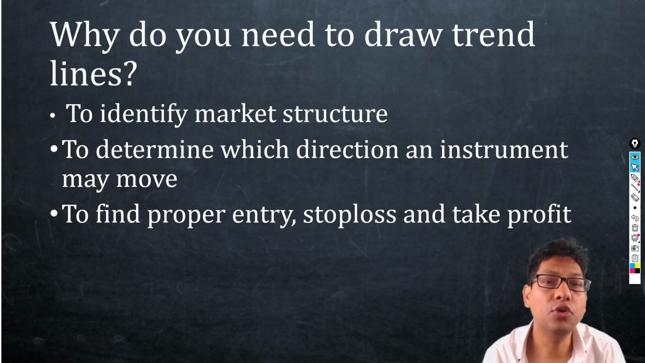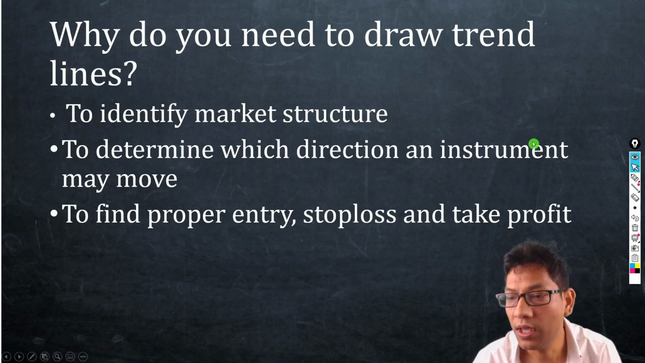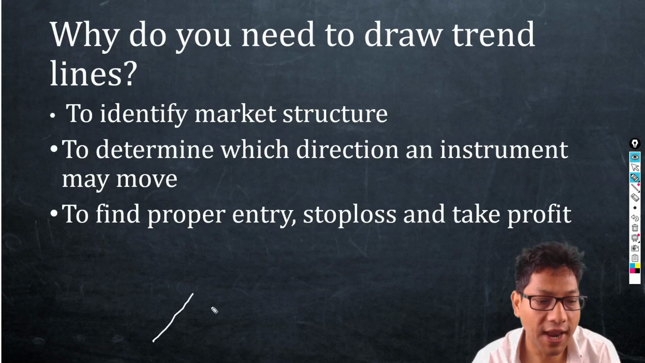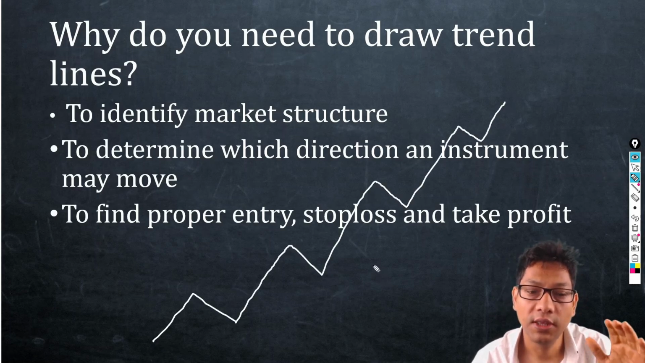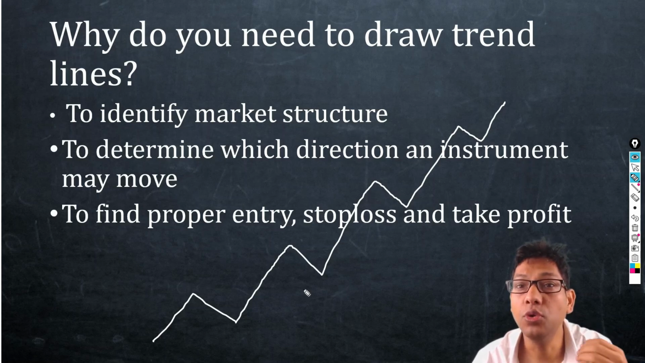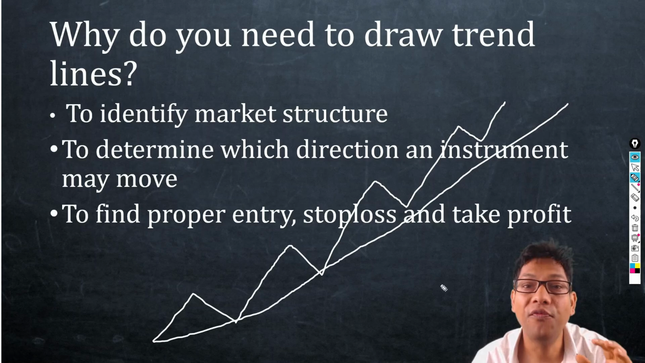The other reason you need to draw a trend line is to find a proper entry, stop loss, and take profit target. So how does it work? When you see an instrument creating higher highs and higher lows, that means it's in an uptrend. So you need to draw a trend line like that to find entry.